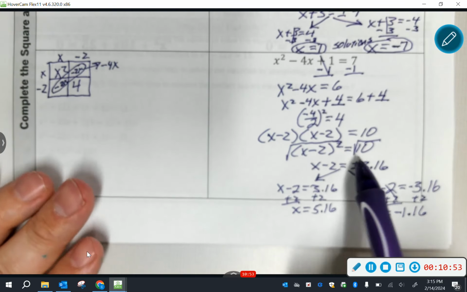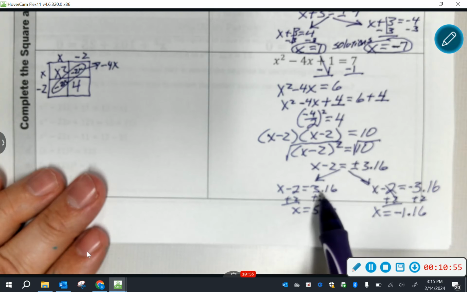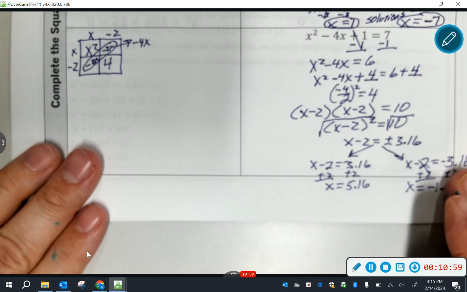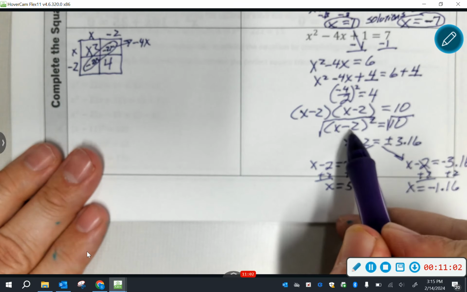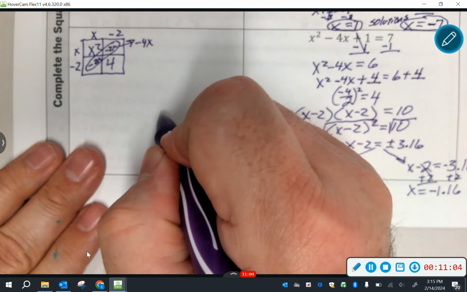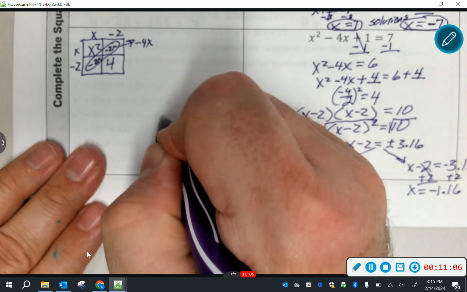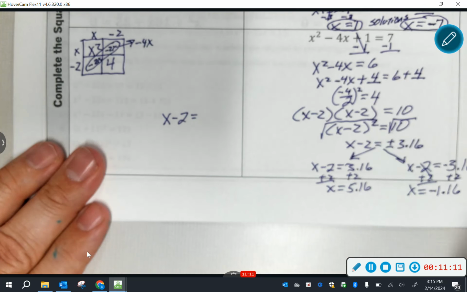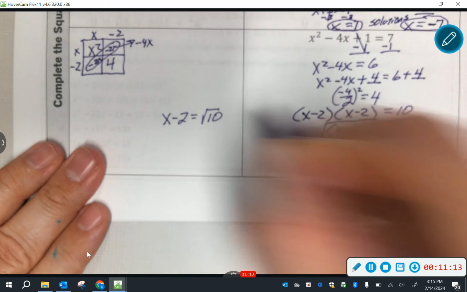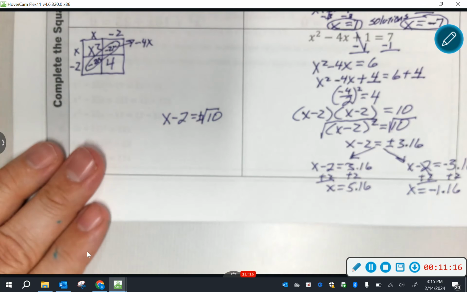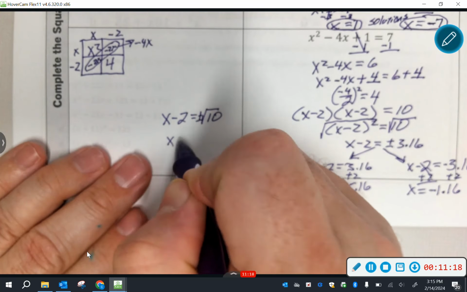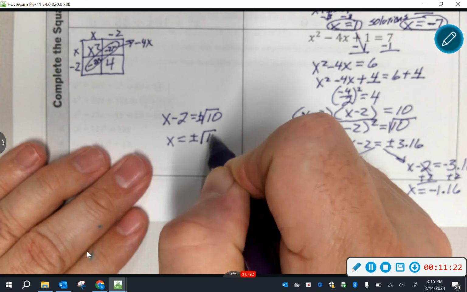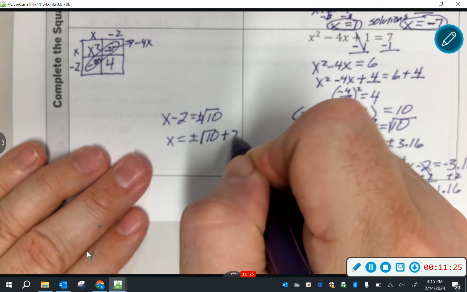Okay, now we could also, instead of doing the decimal, do it like this as well. Okay, so at this point, x minus 2 is equal to just the square root of 10, plus or minus. So we could just write it as x is equal to plus or minus the square root of 10, and then plus 2, just like that.